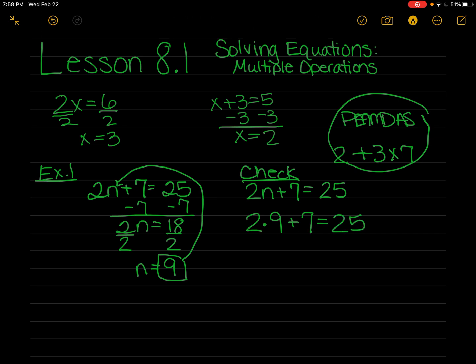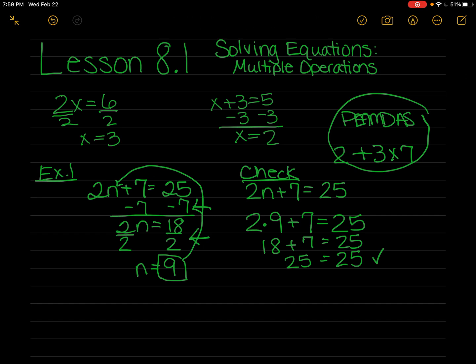So when we check, we don't pay attention to the equals 25. We just pay attention to the left-hand side. So 2 times 9 is 18 plus 7. We just keep writing that equals 25. And then 18 plus 7 is 25. So now that shows me that they are both equal, and that's the way your checks should look for a two-step equation. This one is called a two-step equation because it took me 2 steps. I had to subtract 7, and then I had to divide by 2.